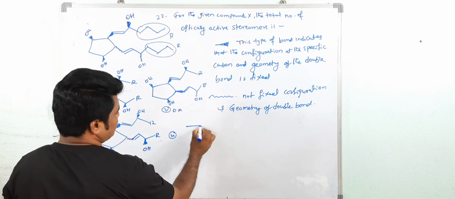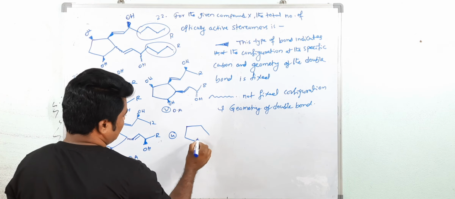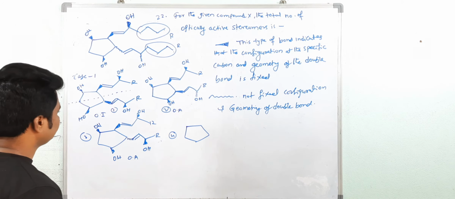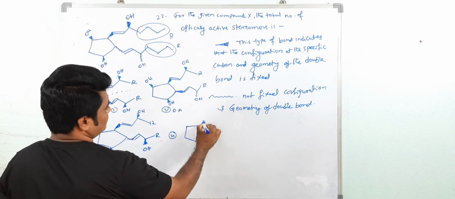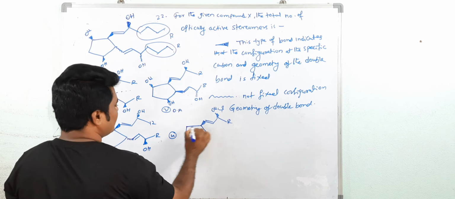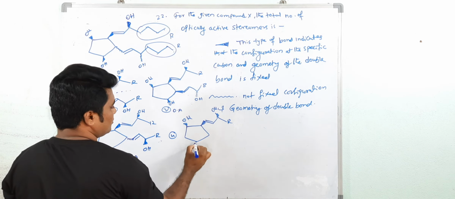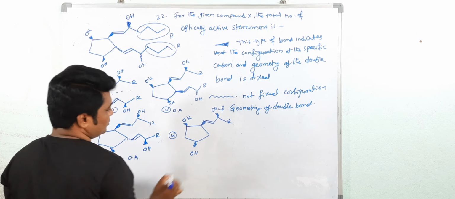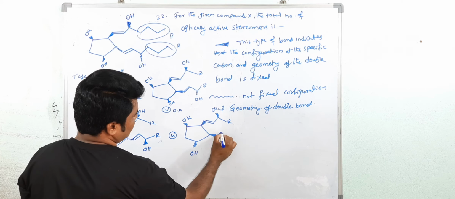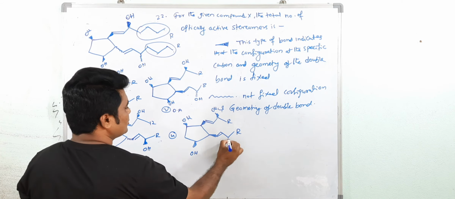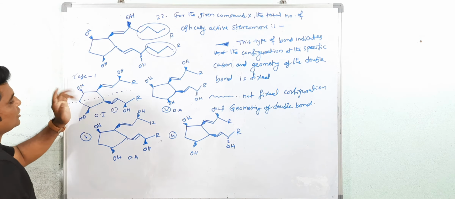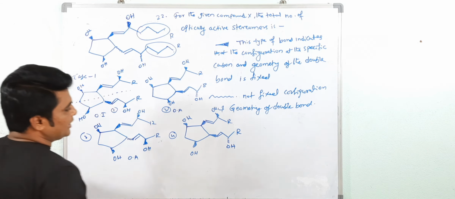In the fourth case, see here. Above the plane OH, and this is R. Above the plane. Now here this is above the plane. Now this is below the plane, because this compound does not have a mirror image, optically inactive. Are you getting my point?